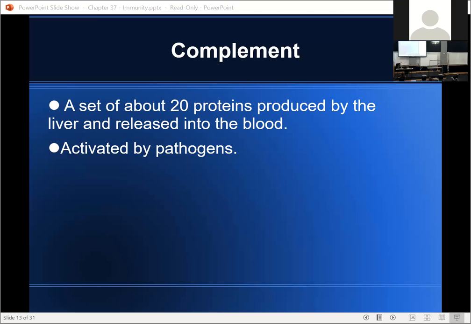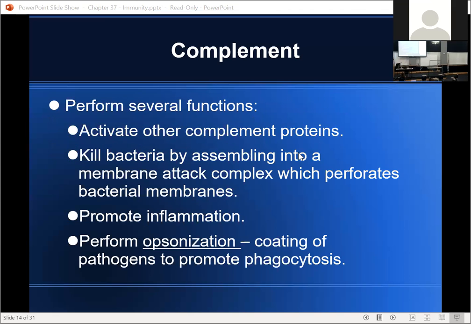Okay, so complement, it's activated by pathogens. Again, pathogens are these foreign invaders that cause disease. Complement performs several functions. So you may remember on Friday I referred to complement as the Swiss Army knife of the immune system. So it's got all these different things it can do.